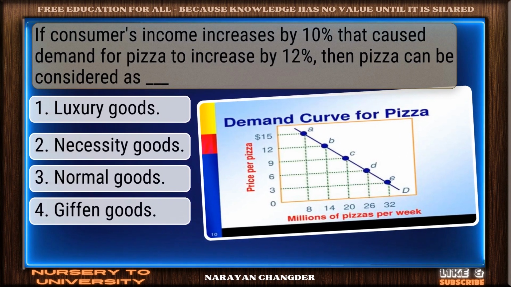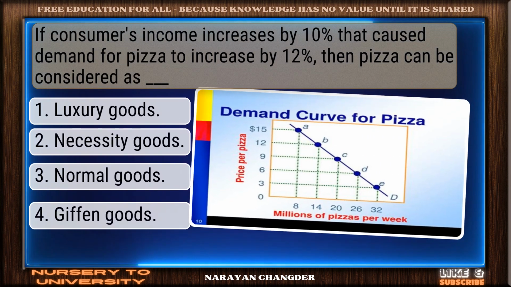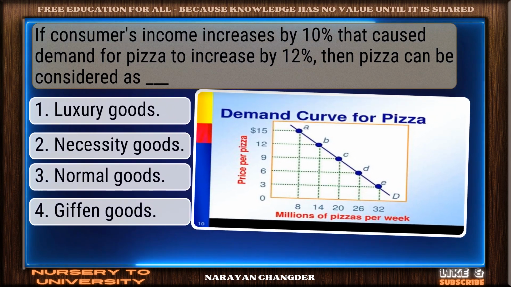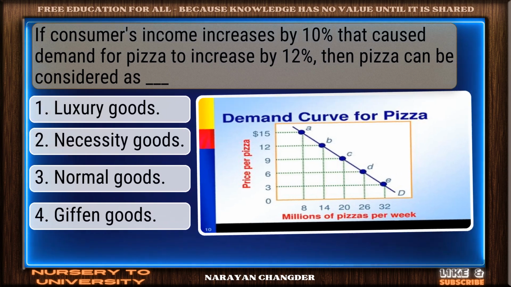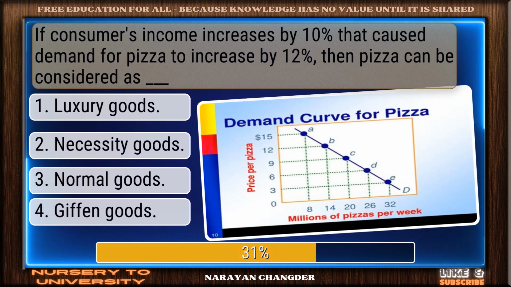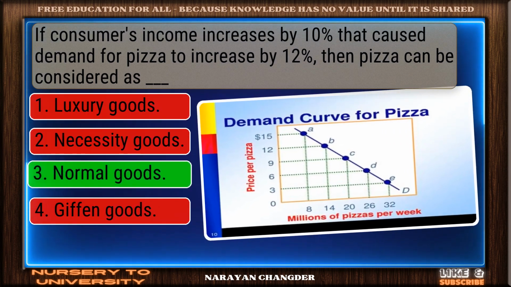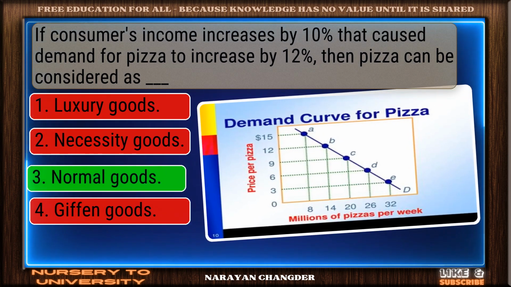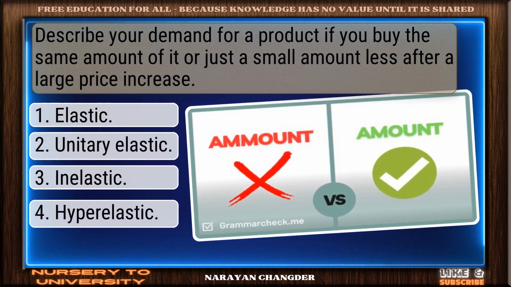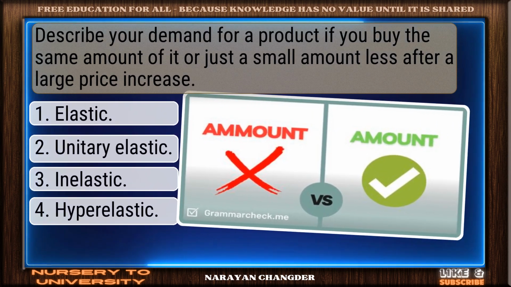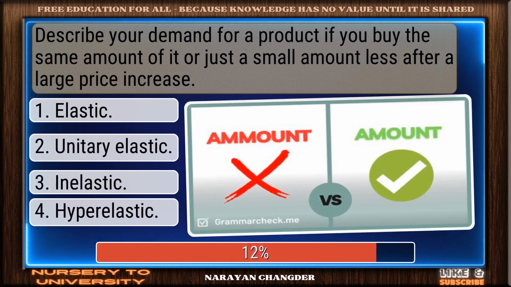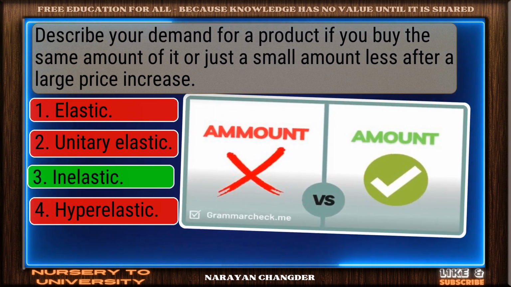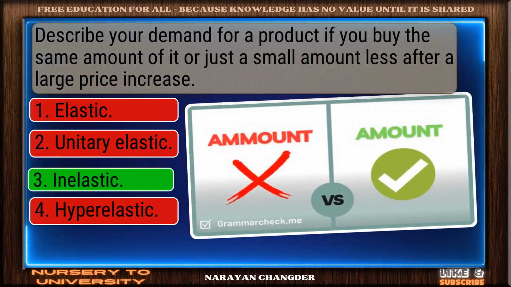If consumers' income increases by 10%, that causes demand for pizza to increase by 12%, then pizza can be considered as dash. Correct response. Normal goods is the most accurate answer. Describe your demand for a product if you buy the same amount of it or just a small amount less after a large price increase. Nice selection. Inelastic is the correct and valid answer.